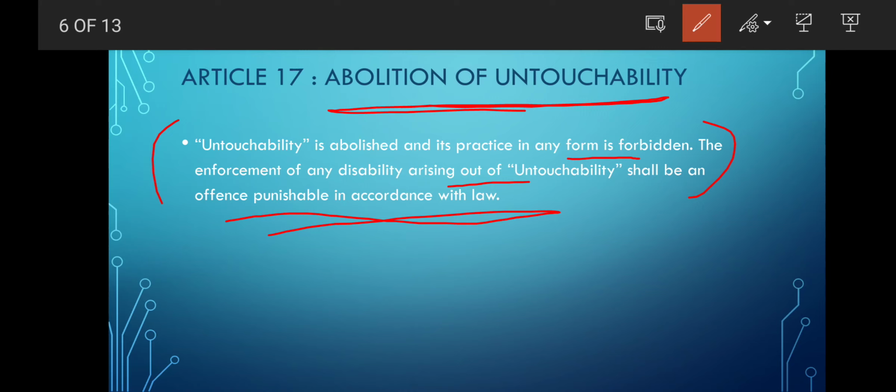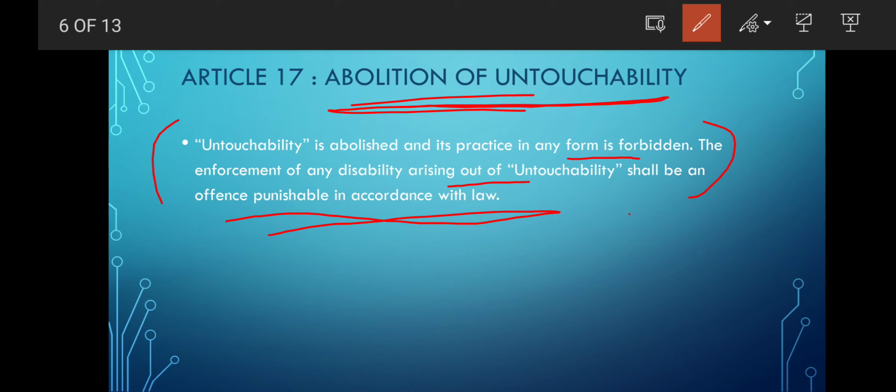Whoever believes or acts as though a person of a low community or low caste is untouchable, and treats them so, is punishable under law. If a person is convicted of the offence of untouchability, they can be disqualified for election to the Parliament or state legislature.